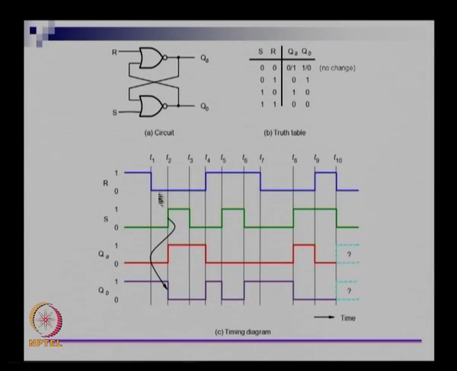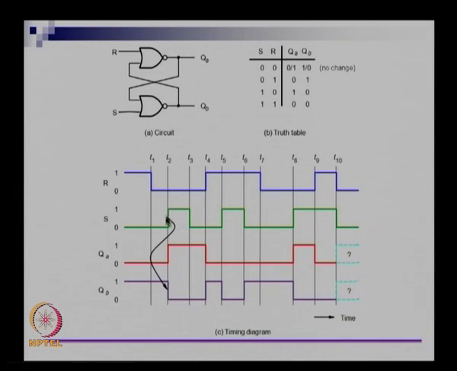So this is a case where both of the inputs, R and S, are 0. I said that if both R and S are 0, QA, if it is 0, will remain at 0, and QB, if it is 0, will remain at 0. In this case QA is at 0 and it remains at 0, and QB was at 1 and it remains at 1. So this is up till time T2.